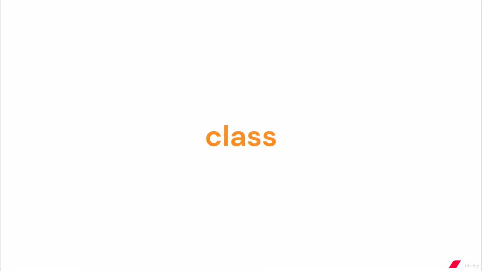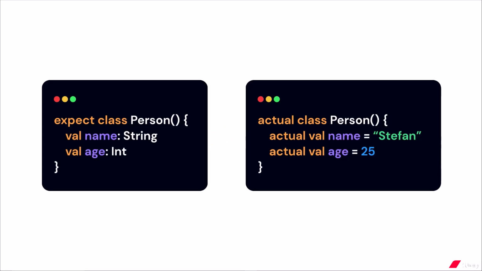In that case, you do need to add the actual keyword, not just on the class, but on its properties as well. Bottom line, you should rely on standard Kotlin language constructs where possible, instead of using expect and actual declarations. And that's the general rule, which is declared in the official Kotlin documentation.